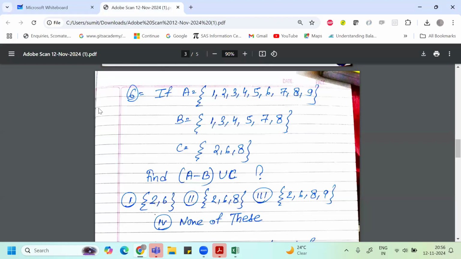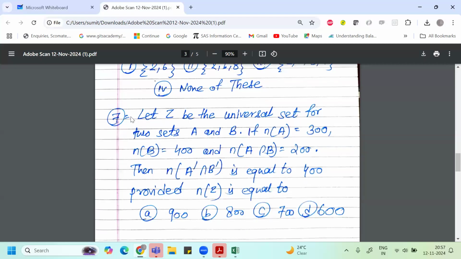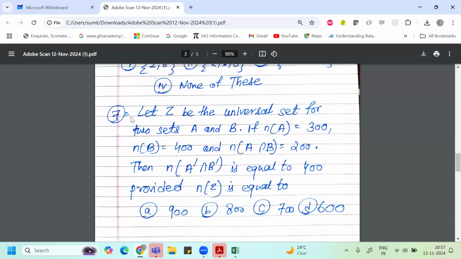No formula, nothing. You don't need any formula. You can do everything by yourself. Forget about formulas and all. Try this question number 7.